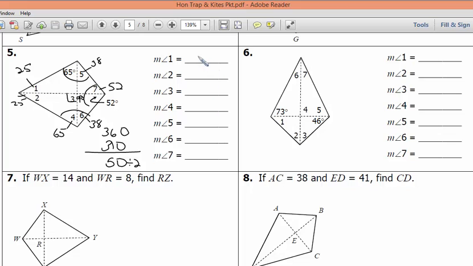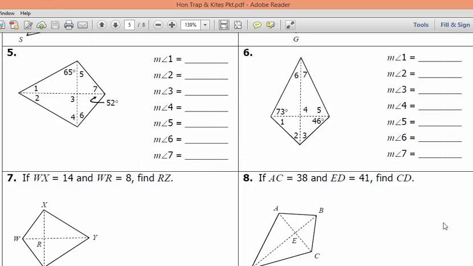So now all I got to do is locate. Angle 1 is 25. Angle 2 is 25. Angle 3 is 90, because that will always be perpendicular in the center. Angle 4 will be 65. Angle 5, which is up here, is 38. Angle 6, right across from it, isosceles triangle, gives me 38. And angle 7, which is up here, will be a 52-degree angle.